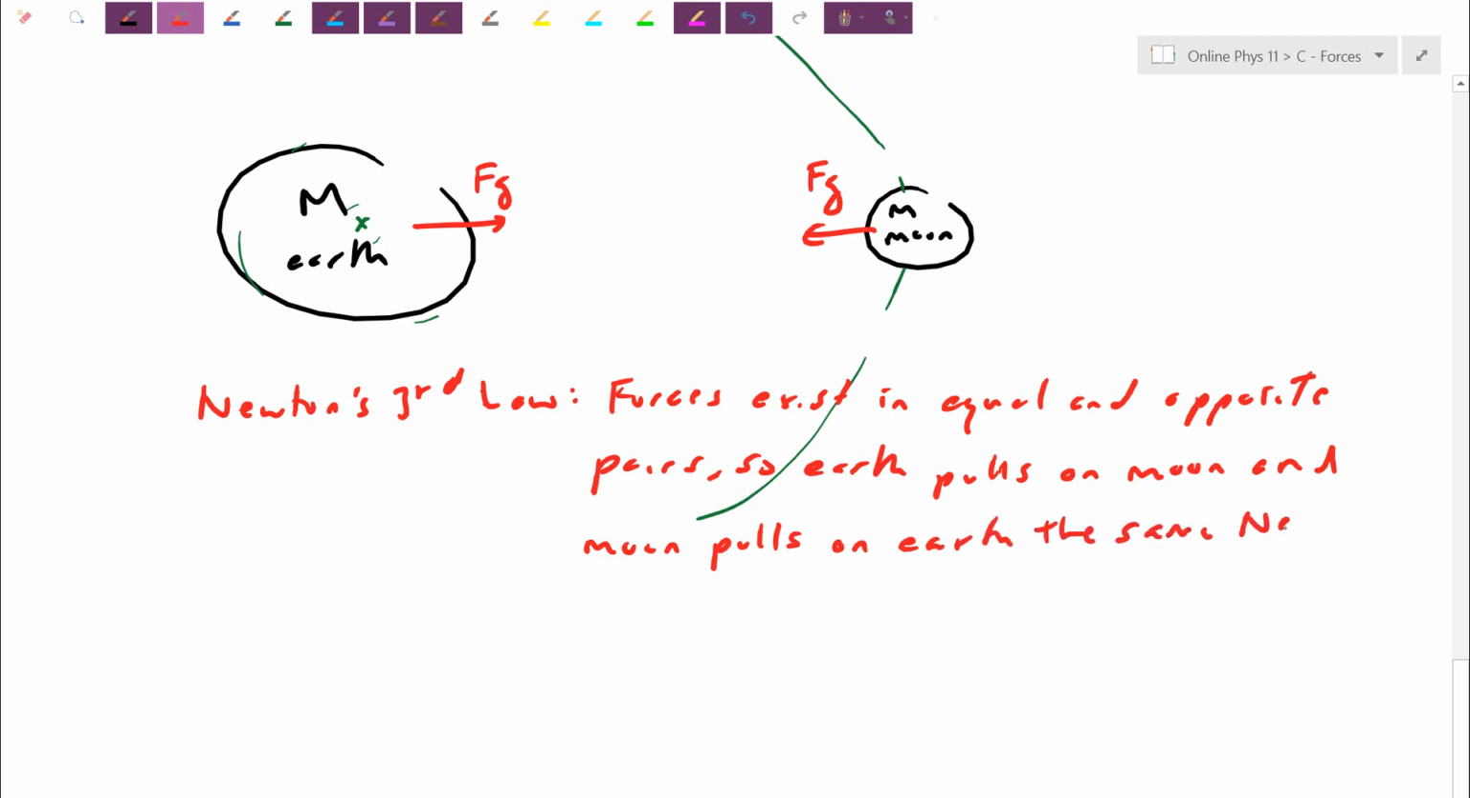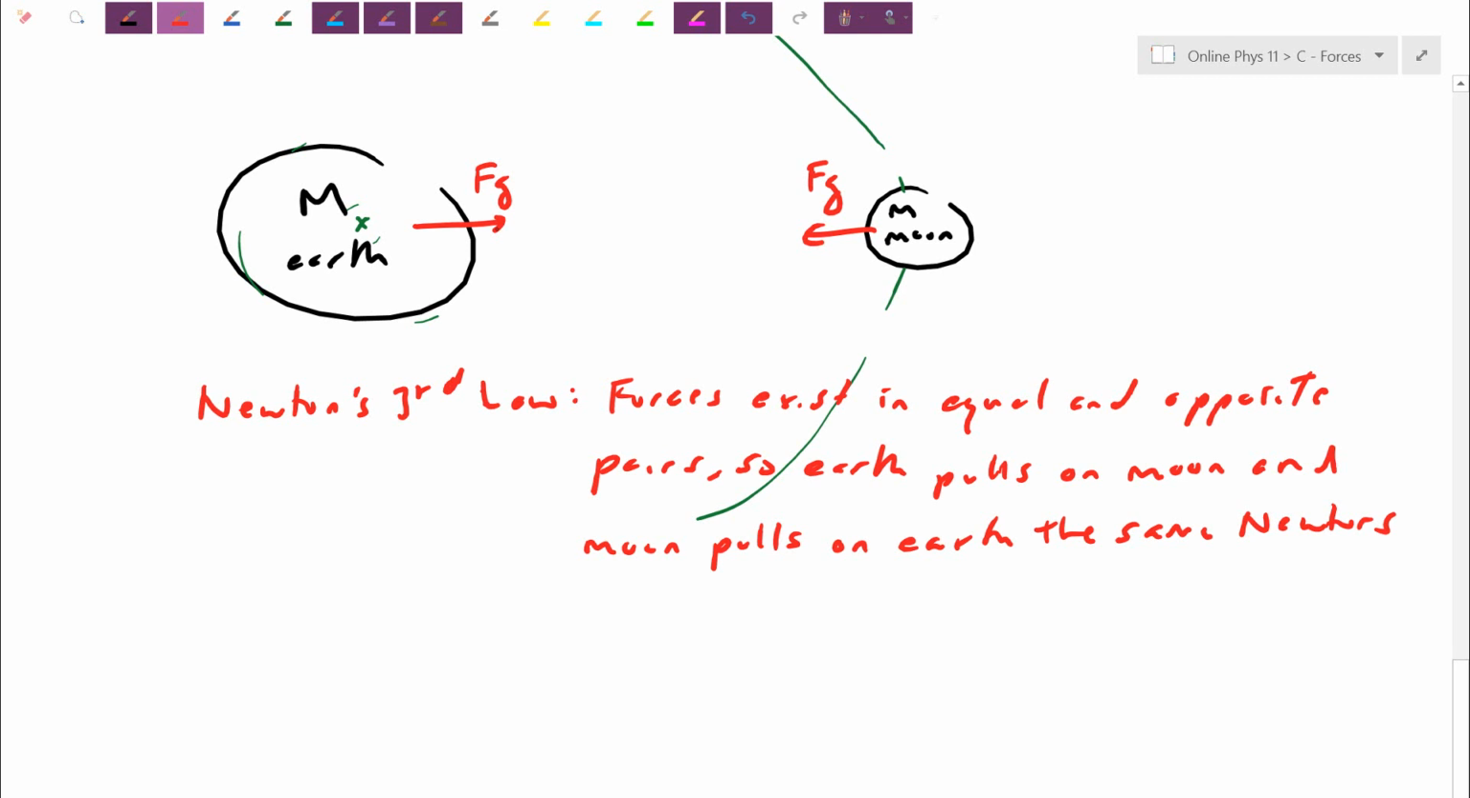Let's say the same newtons, so the same force. If, let's say, Fg was 1,000 newtons, that 1,000 newtons would explain why the moon is accelerating, why it stays in orbit around the Earth, but it's also going to be 1,000 where the moon actually pulls on the Earth as well. Forces are always equal and opposite.